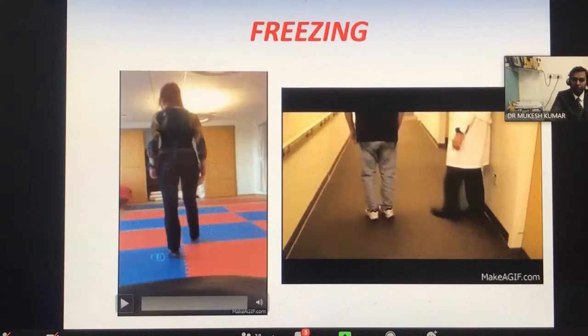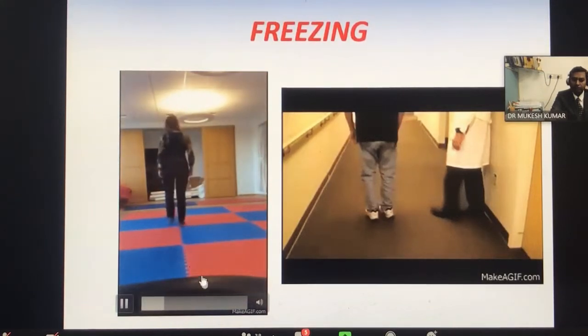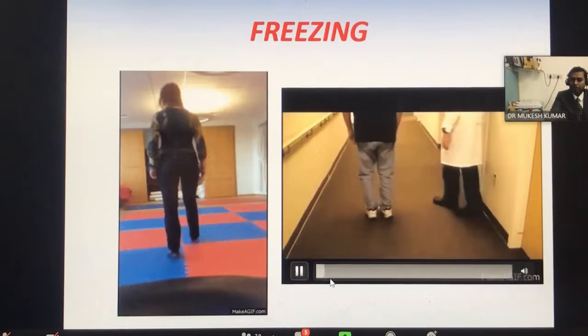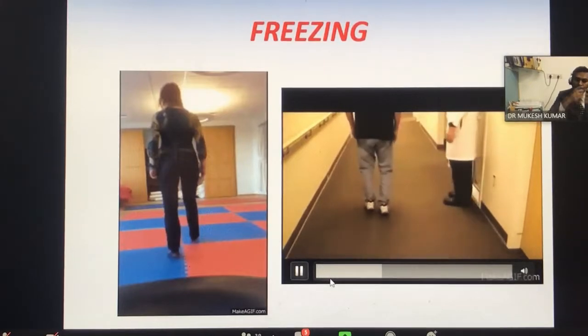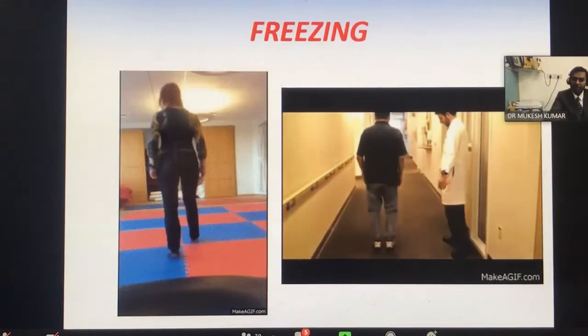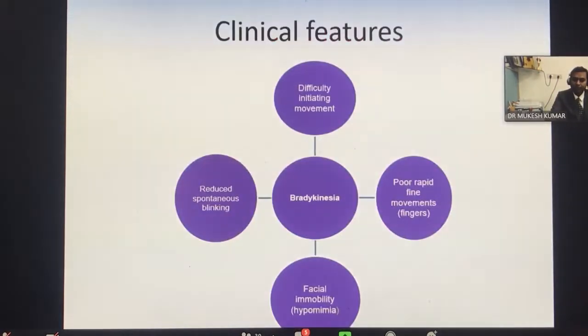And then there is a component like freezing. If you see, the walking is normal, but as she turns, she gets stuck. This is termed as freezing, something like this. So this is one of the features, which is short steps, shuffling, and freezing gait. These are the features of Parkinson.